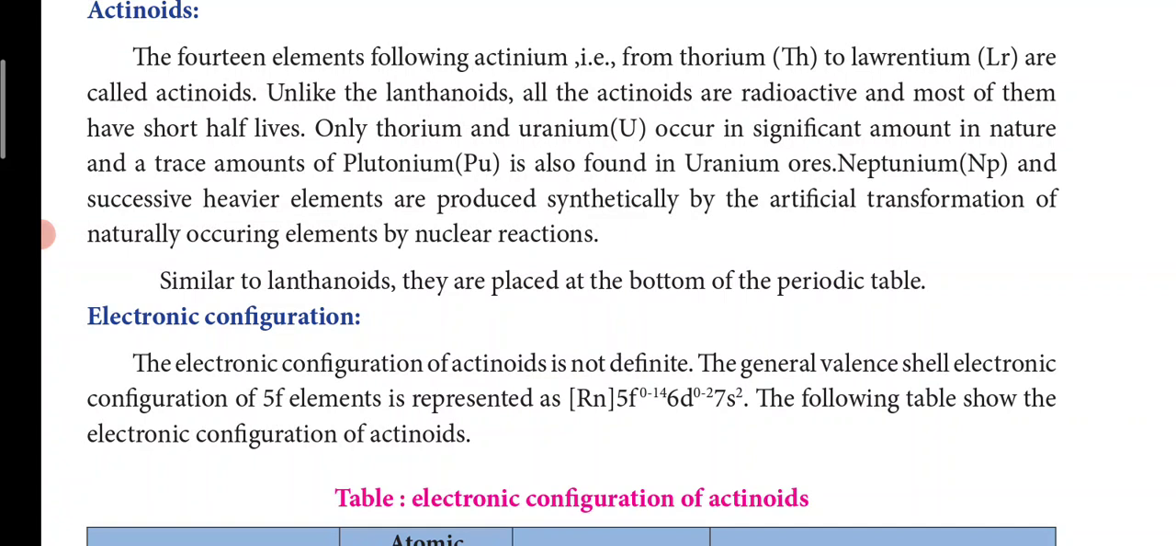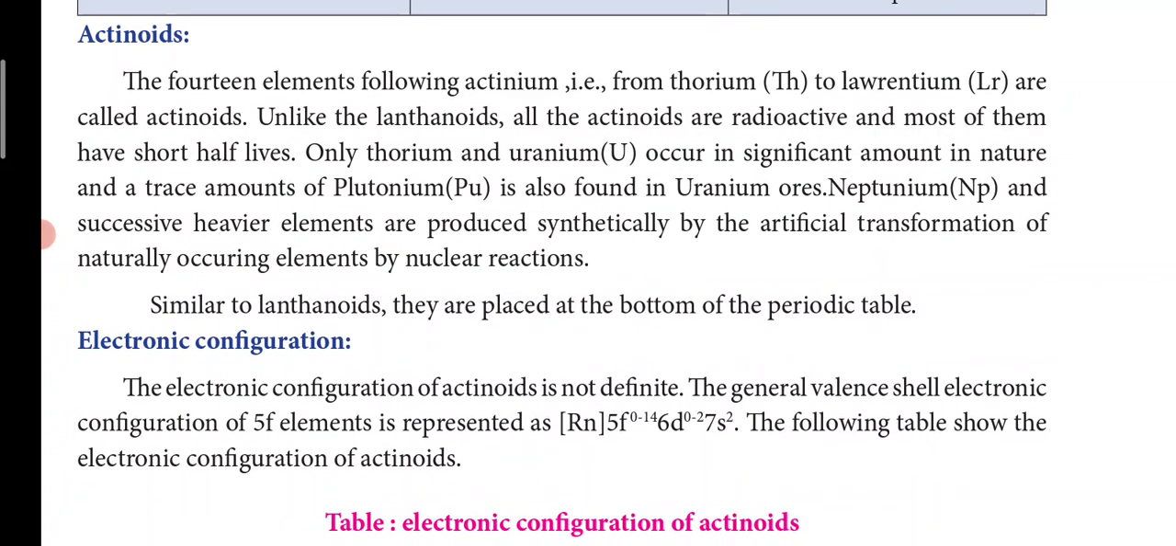Only thorium and uranium occur in significant amounts in nature, and trace amounts of plutonium are found in uranium ores. So thorium and uranium alone are present in significant amounts. Plutonium you can see in trace amounts in uranium ore itself.